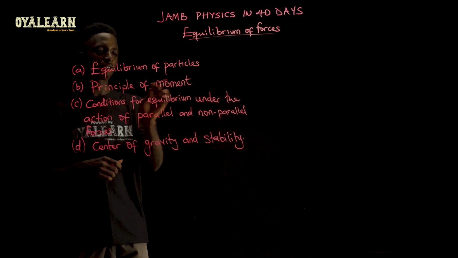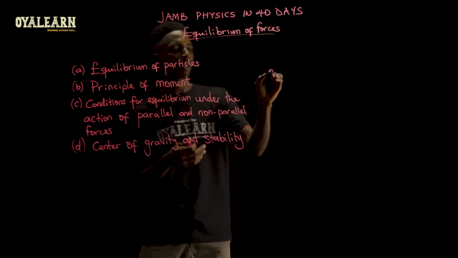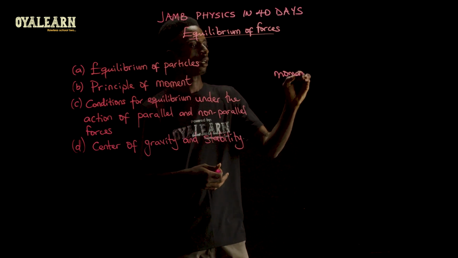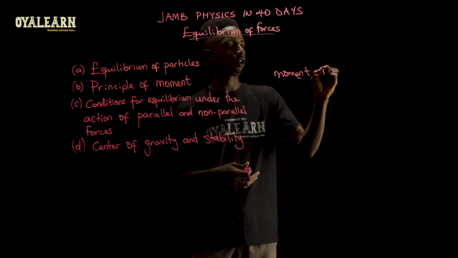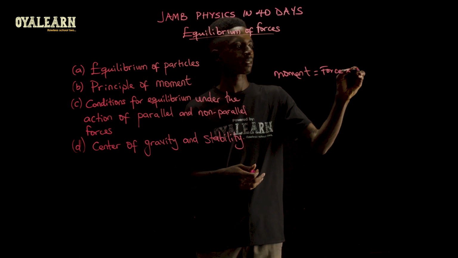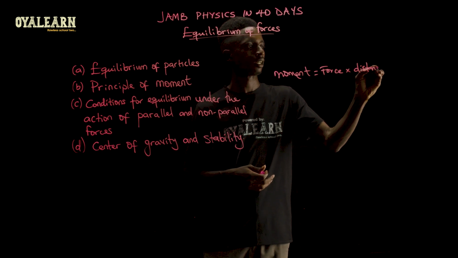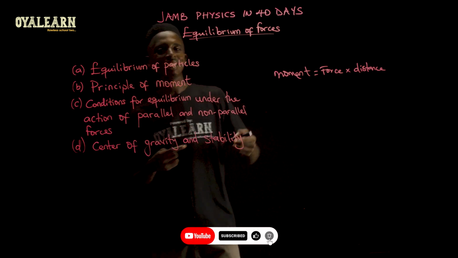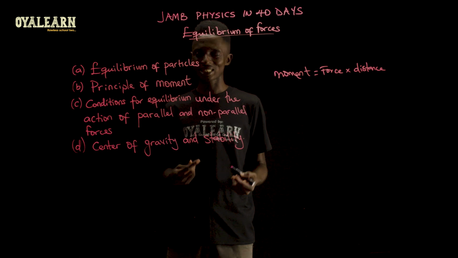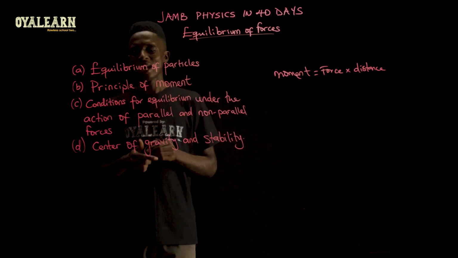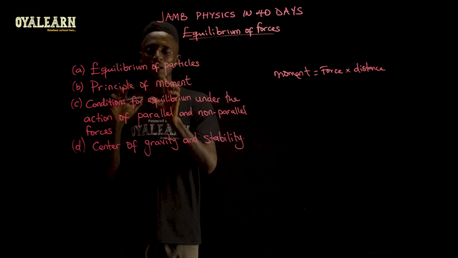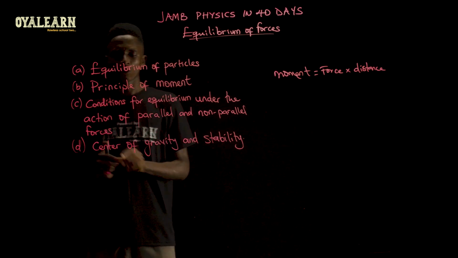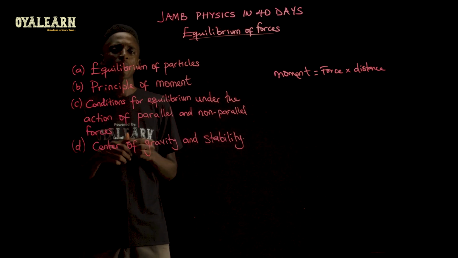And then secondly, we have the principle of moment. We know that moment is force times distance, right? So that is the force acting on a body multiplied by the perpendicular distance. That's how we get moment. And there are conditions that we must consider also for this. So let's quickly go through those conditions.